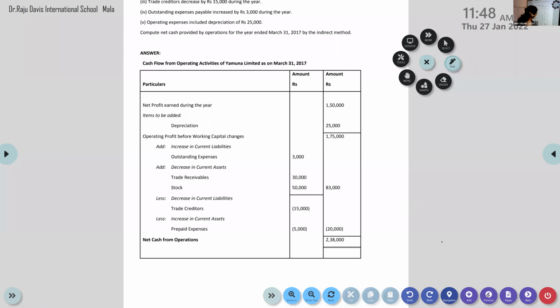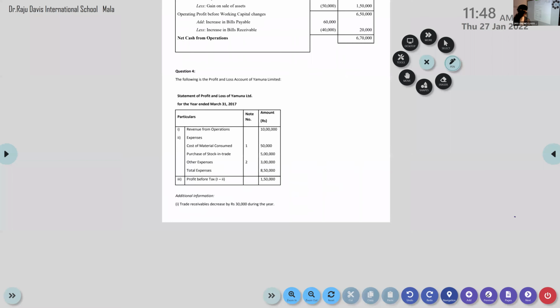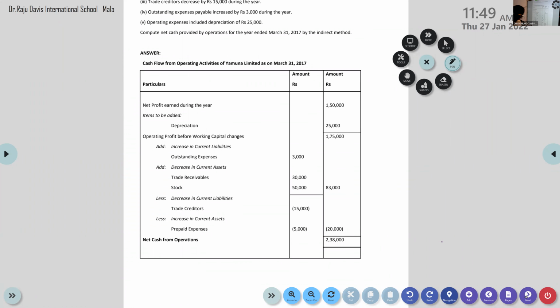We will start with net profit. You can see that in the statement of P&L. Profit before tax, 1,50,000. So for cash flow from operating activity, we start with net profit before tax and extraordinary items. We are going to start with this figure, 1,50,000.